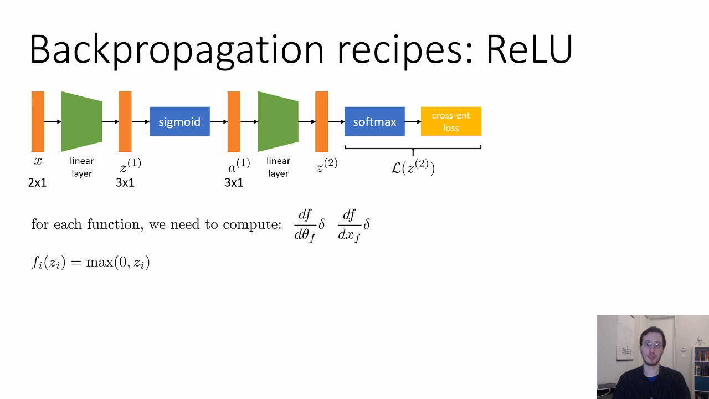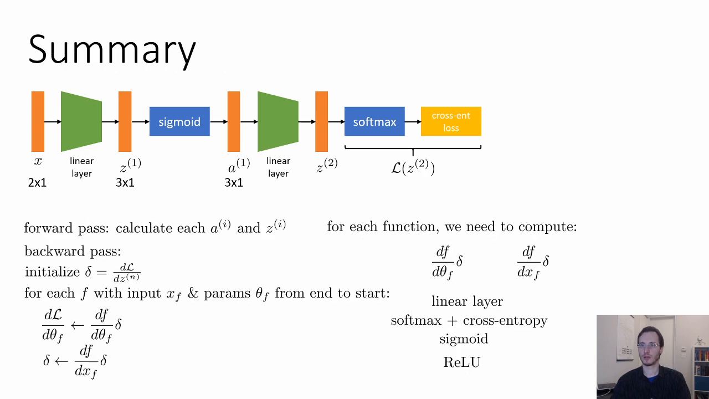ReLU, the ReLU is even easier. So the expression for the ReLU is a max of 0 comma z_i, and that means that the derivative with respect to z_i is just 0 if z_i is negative and 1 if it's positive. So it's just an indicator for z_i greater than or equal to 0. Very, very simple.